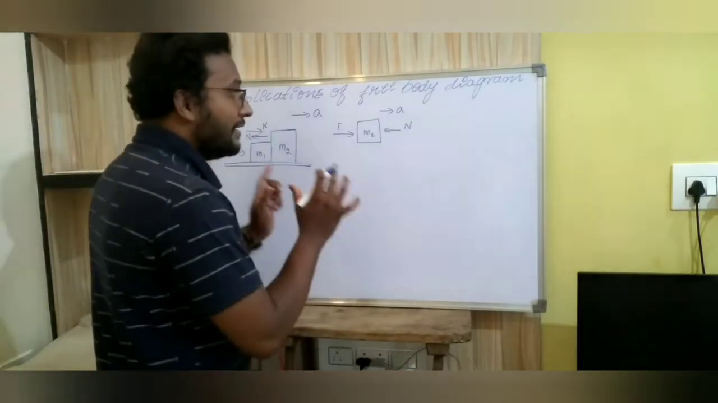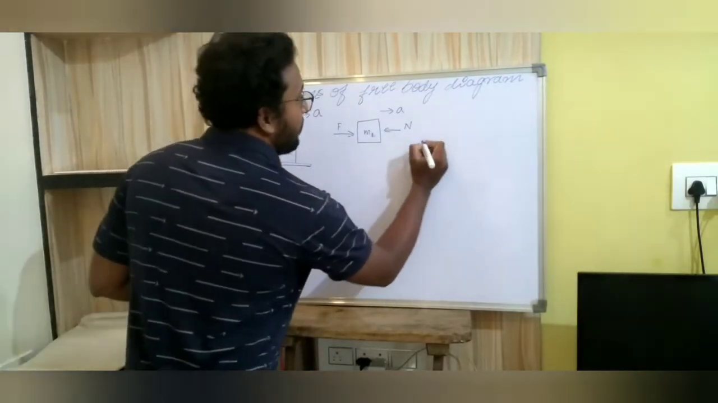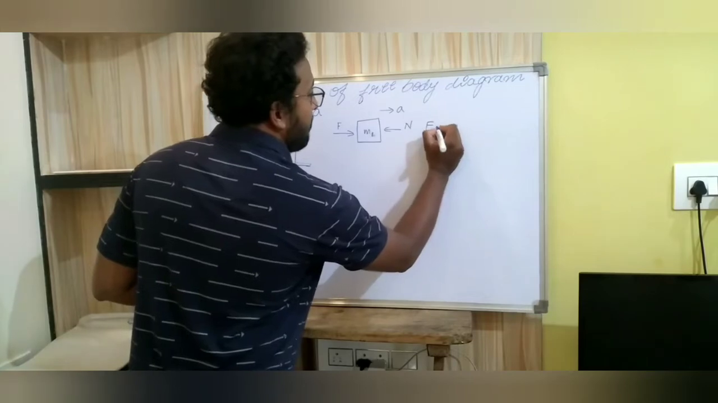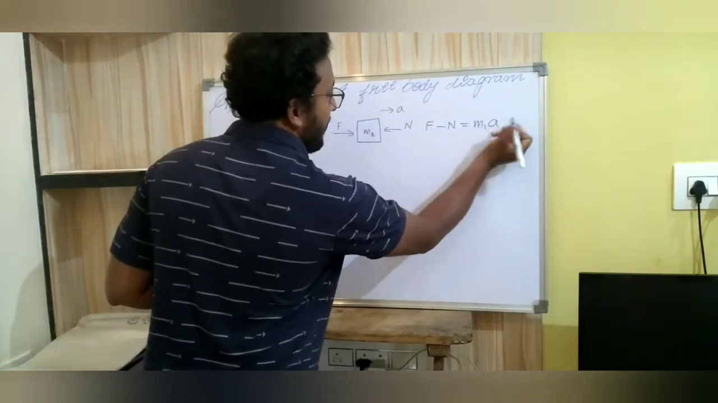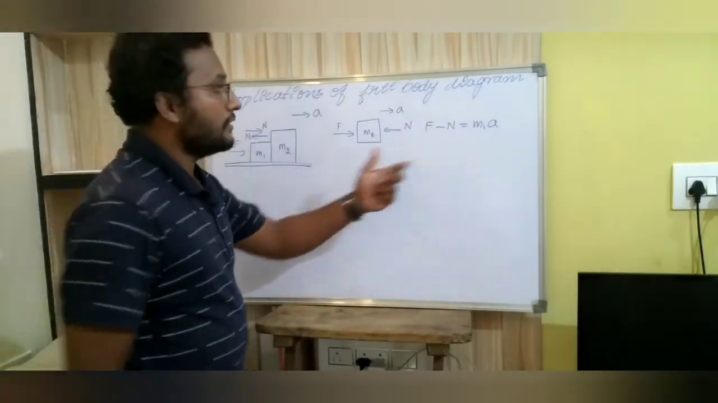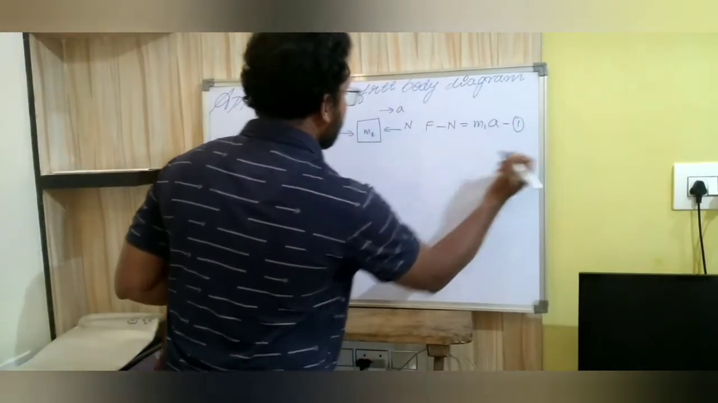So now if I write the dynamic equation for the first case, I will get F minus N is equal to m1 into A. Let me call this equation number 1.